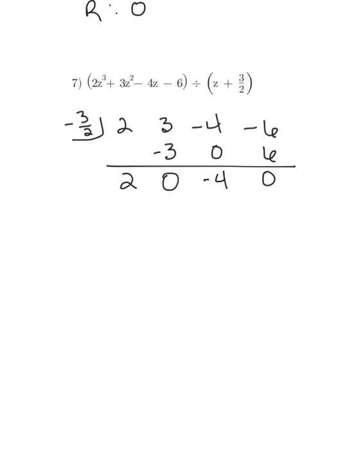Since we have a 0 in the answer row, we will be missing a term in our quotient. So our quotient starts with 2z squared. We do not have a term to the first because of the 0, minus 4, and our remainder is 0.